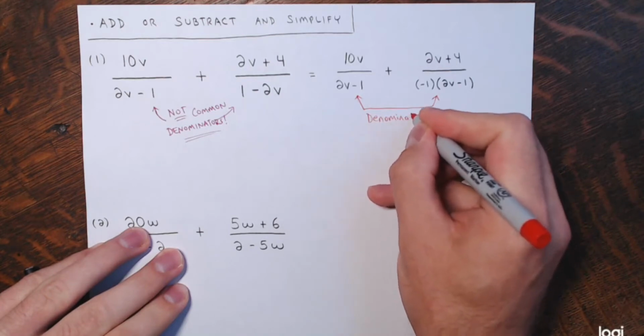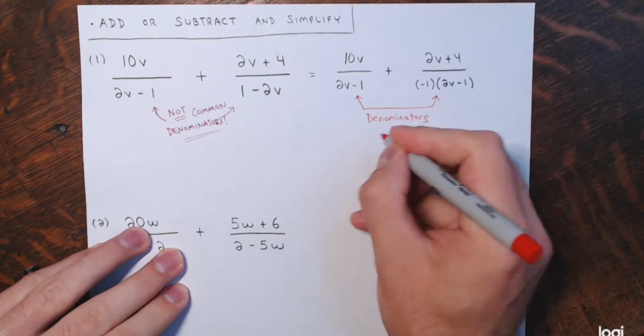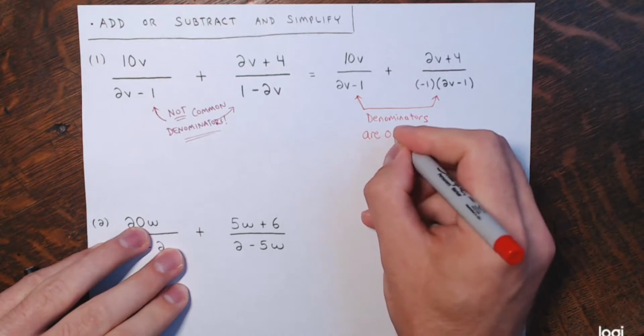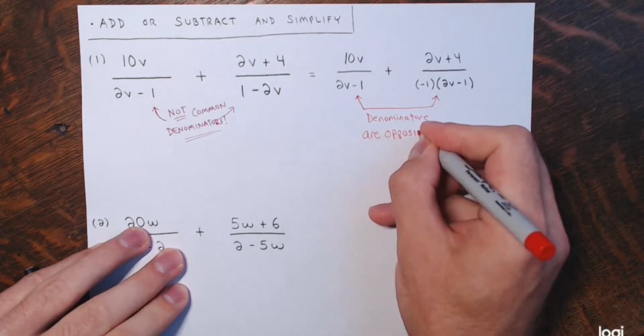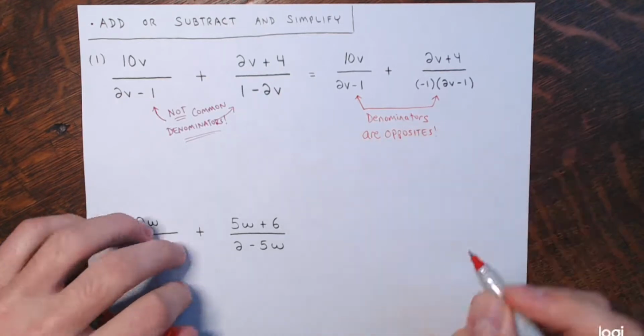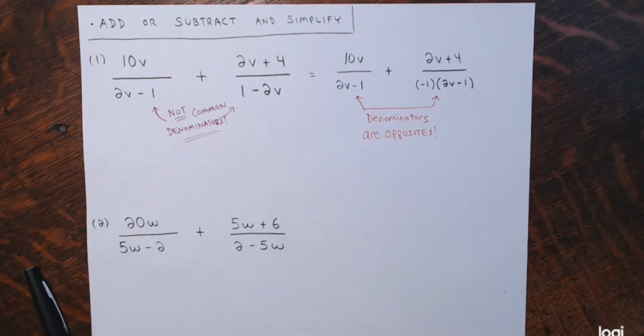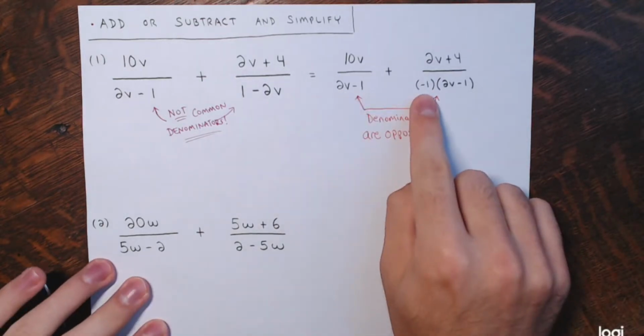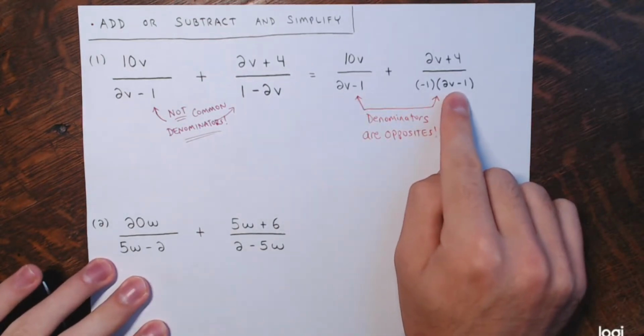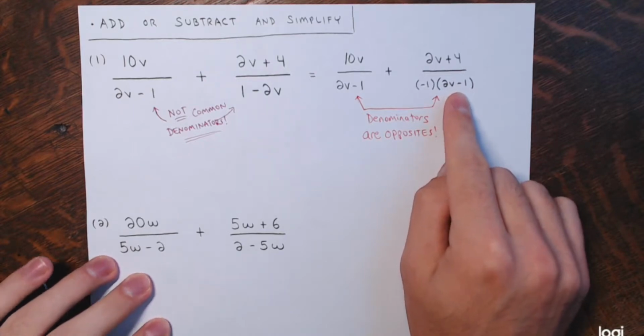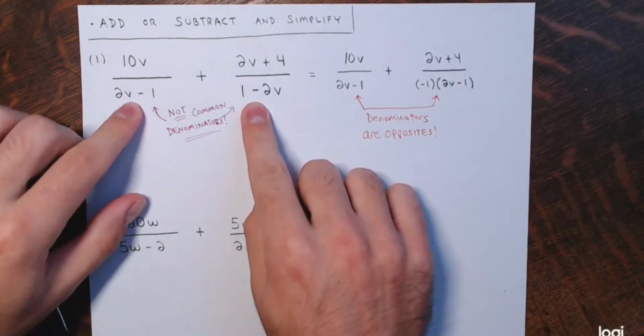And that's going to be the case for every single example in this video. The denominators will be opposites. So one denominator will just be negative 1 multiplied by the other denominator. So this denominator is negative 1 times the first one, as you saw here.